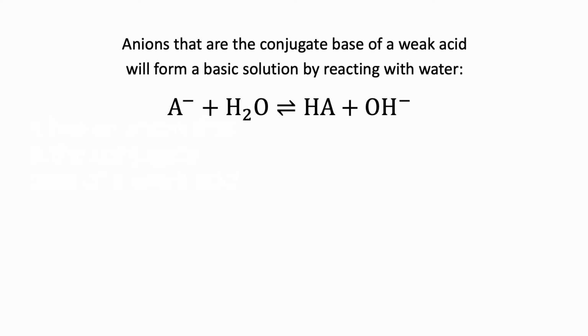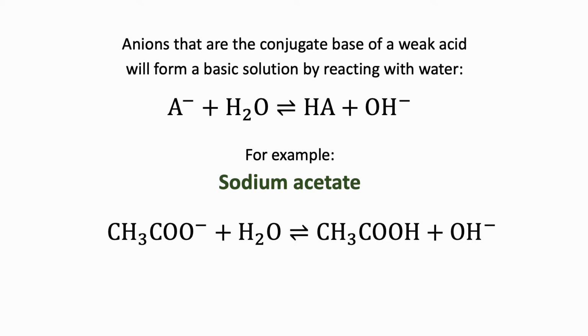We're going to start with anions. Essentially what happens is the conjugate base, when it's dissolved in water, will react to form the original weak acid plus hydroxide. And that hydroxide is what makes a solution basic. So for example, if you throw sodium acetate in water, and remember the salt is going to dissociate as it dissolves, the sodium ions will be floating around in solution. It is the acetate that will react, and the acetate will react with water to form acetic acid and hydroxide. And so the hydroxide, again, is what makes it basic.